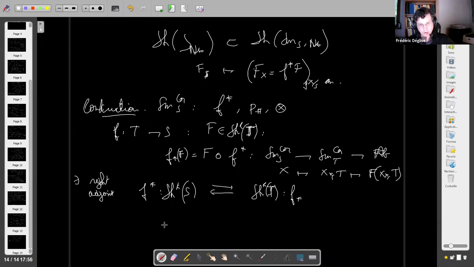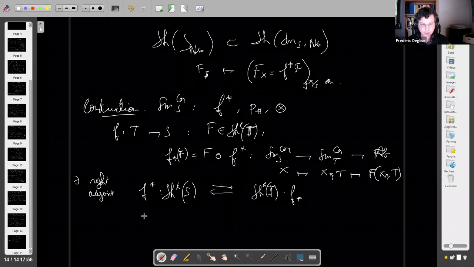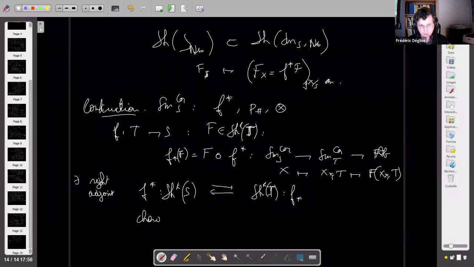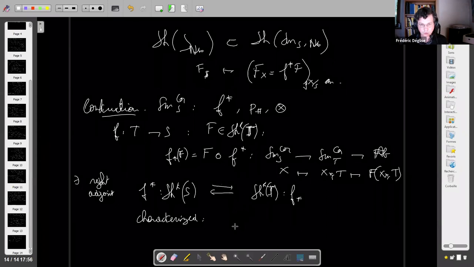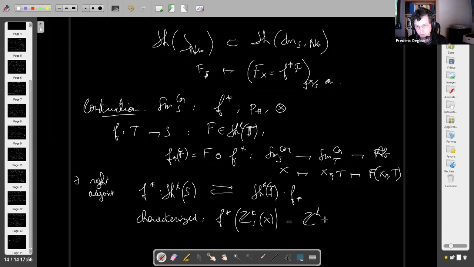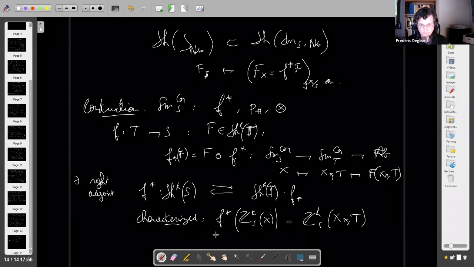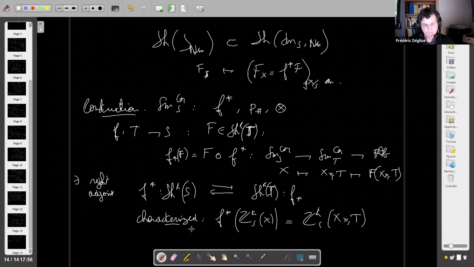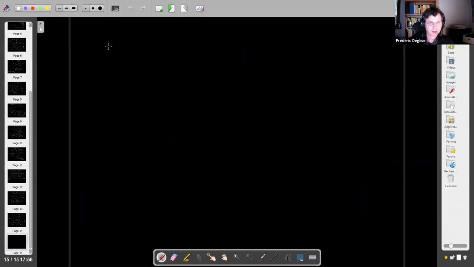And by the way, this f upper star is characterized by the following property. I happen to realize that I have forgotten an example of sheaves with transfers. f upper star of Ctr(S)(X) is equal to Ctr(T)(X cross S T). So let me add an example that I should have done before of sheaves with transfers.